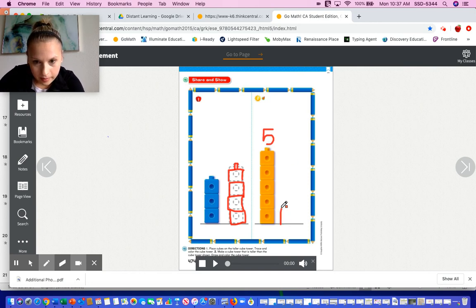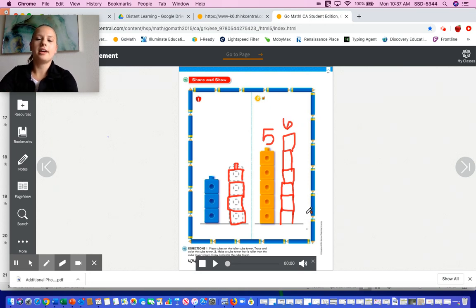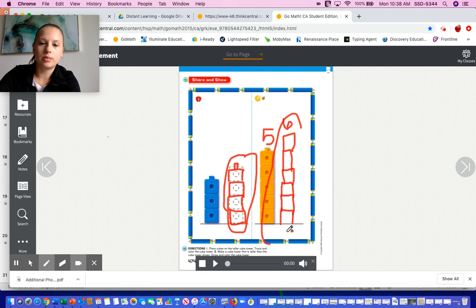Here we go. 1, 2, 3, 4, 5. I had to make that one big. 6. 6 is taller, right? We know 6 is greater than 5, so this is the taller cube train. I want you to take your pencil and circle the taller cube trains. So I know that this one was taller than that one. This one was taller than that one. Excellent.